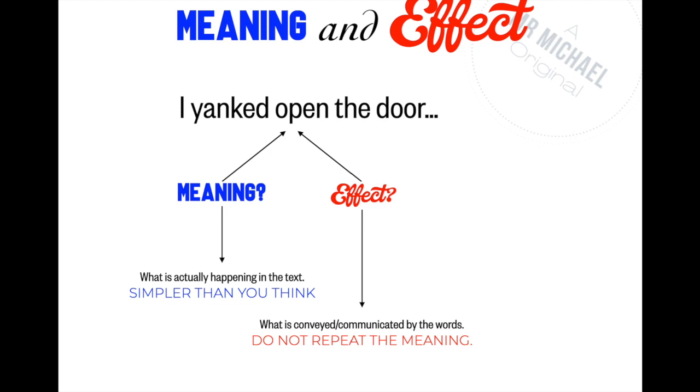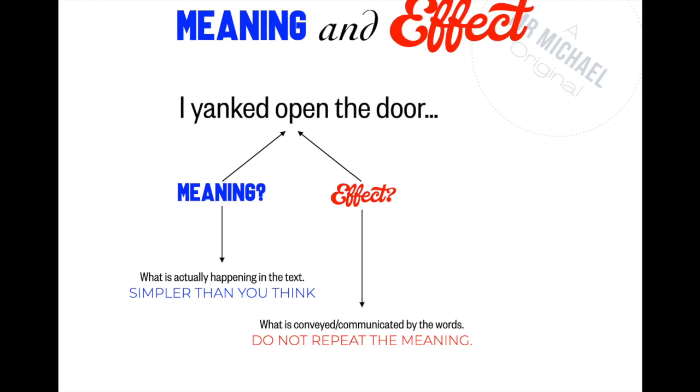I have created this example here to help you to understand what you have to do for a meaning and effect question. You will be given a sentence or a phrase, and then you will be asked to explain the meaning of it and the effect of it. The example I have given you is, I yanked open the door. Now, it's important first and foremost to understand what meaning and effect mean. The meaning of a word or the meaning of an expression is what is actually happening in the text. And that is simpler than you might think. Your task is to write down what is happening in the identified sentence.